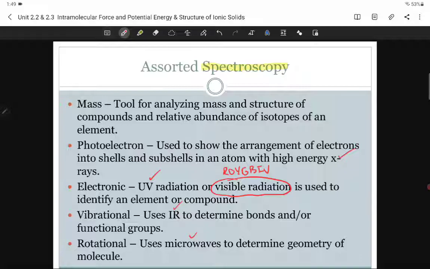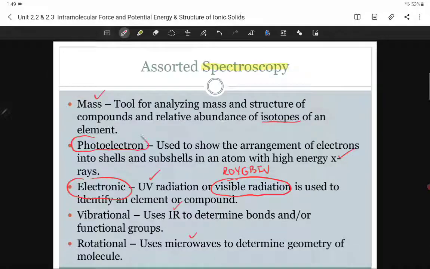Those are all very useful spectroscopies. We're not going to do all those in class. We're just going to again go with electronic. And why would you use each of these? Well, we already talked about mass spectroscopy. That's where you're trying to figure out the abundance of certain types of isotopes to get average atomic mass units.